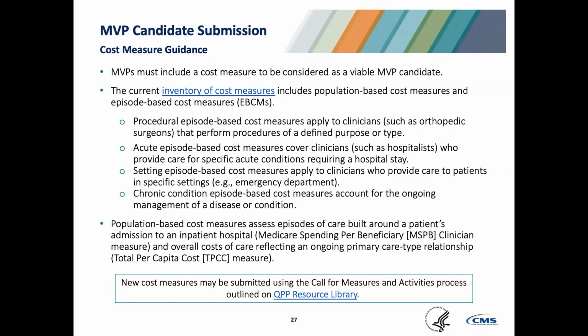Setting episode-based cost measures apply to clinicians who provide care to patients in specific settings, for example, the emergency department. Chronic condition episode-based cost measures account for the ongoing management of a disease or condition. Population-based cost measures assess episodes of care built around a patient's admission to an inpatient hospital, and overall costs of care reflecting an ongoing primary care type relationship. And in these cases, those are the MSPB, or Medicare spending per beneficiary clinician measure, and the TPCC, or total per capita cost measure. Next slide, please.